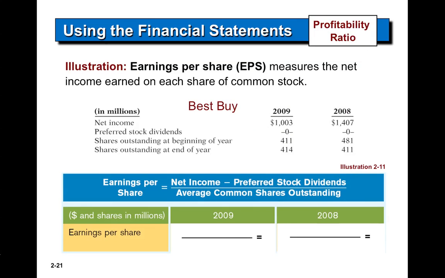Earnings per share measures the net income earned on each share of common stock. We compute earnings per share, EPS, by dividing net income by the average number of common shares outstanding during the year. Stockholders usually think in terms of the number of shares they own or plan to buy or sell. So stating net income earned as a per share amount provides a useful perspective for determining the investment return.